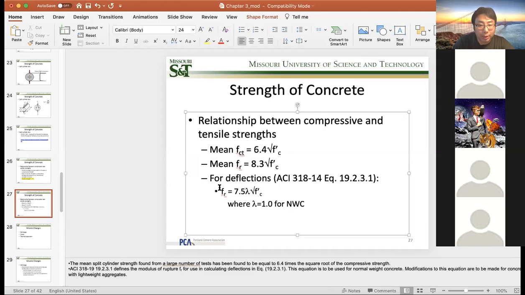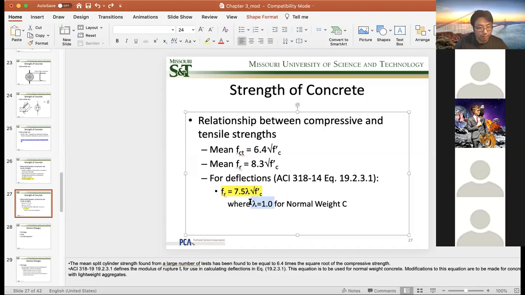Now, for your homework, I want you to use this equation universally: 7.5 lambda square root f'c. Lambda is a type of concrete coefficient, normally equal to 1 for normal weight concrete. Let me type this out: normal weight concrete. And lambda will equal what? Lambda will equal 0.75.